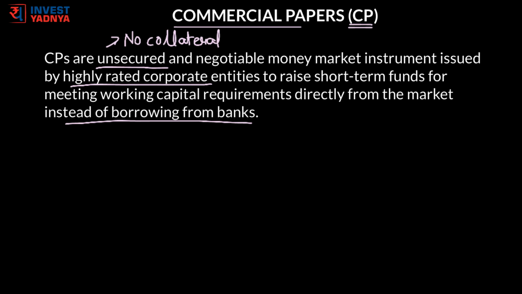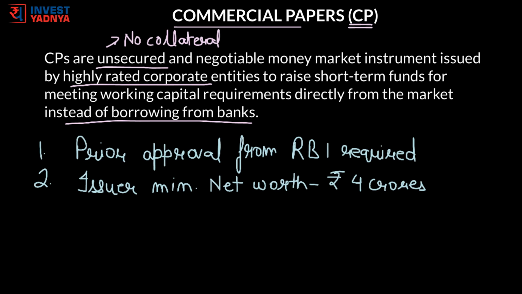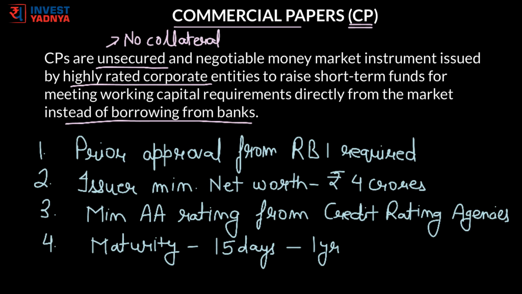A few important things to note about commercial papers are: prior approval of RBI is required before a company can issue CP in the market. Secondly, the issuer company should have a minimum net worth of rupees 4 crores and the issue size should also be minimum rupees 4 crores. Third, the company should obtain a minimum rating of AA from rating agencies like CRISIL, ICRA, CARE, etc. Fourth, the maturity of CP could vary between 15 days to less than 1 year.